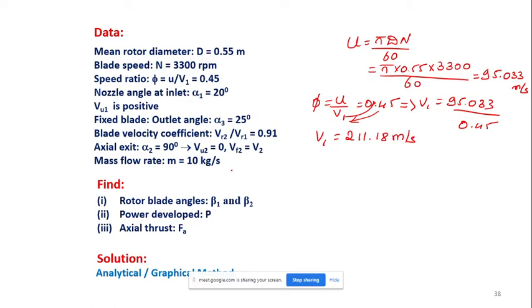Alpha 1 they had given, alpha 2 also. VW2 they had given. So they are asking first, what are the rotor blade angles beta 1 and beta 2? Here there are two methods, analytical method and graphical method. I choose the graphical method as the easiest one. We can do the analytical also, but let me start with the graphical method first. Before starting, I want these solutions to be with me, so just note down these U and V values now, because I need them at the end.